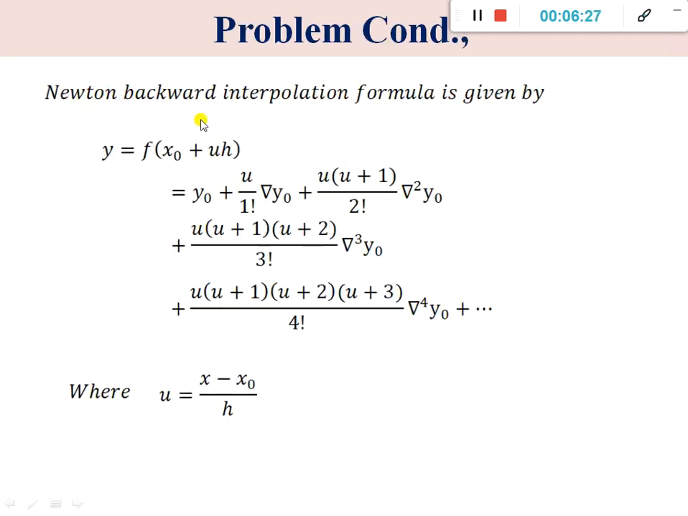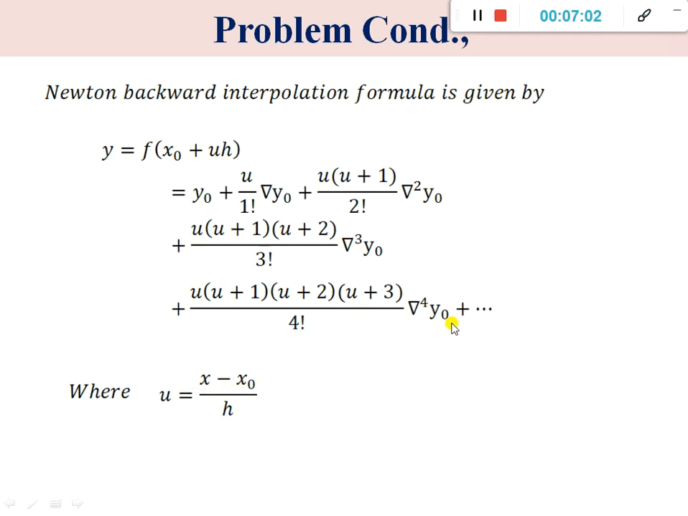So now we know very well what is Newton's backward interpolation formula. y is equal to f of x naught plus u h, is equal to y naught plus u by 1 factorial delta y naught plus u into u plus 1 by 2 factorial delta square y naught plus u into u plus 1 into u plus 2 by 3 factorial into delta cube y naught plus u into u plus 1 into u plus 2 into u plus 3 by 4 factorial into delta power 4 y naught plus etc., where u is nothing but x minus x naught by h.